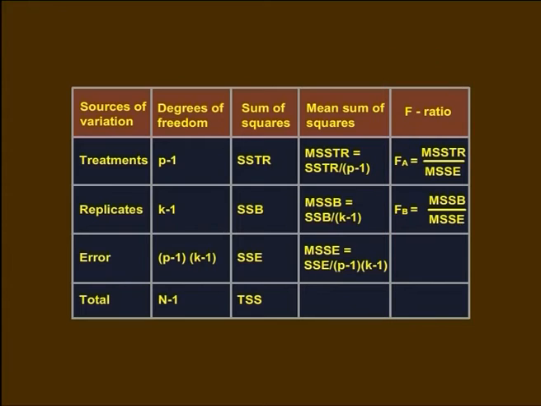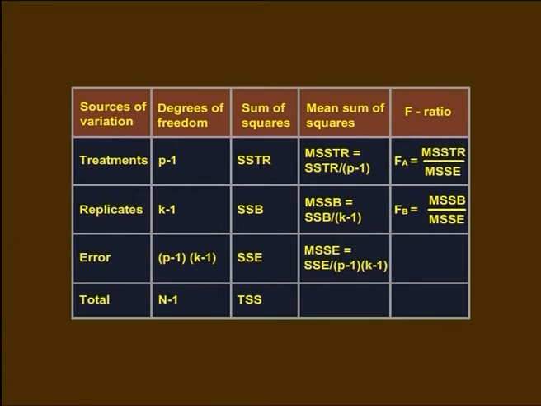In two-way ANOVA, there are two factors, generally denoted as treatments and blocks, affecting the response variable. Hence, the total variation is due to the treatments, due to the blocks and due to the errors. Hence, we have treatments, replicates, errors and total. The corresponding degrees of freedom for treatment is p minus 1, for replicate or block is k minus 1, for total it is n minus 1, and for error it is (p minus 1) into (k minus 1).